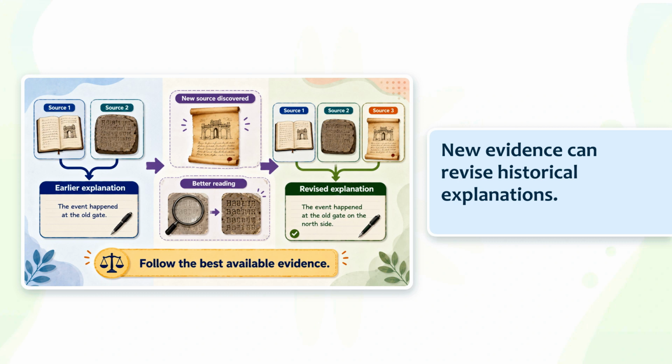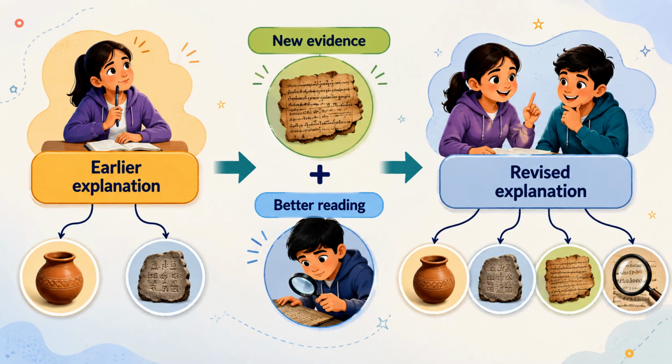A better reading of existing evidence can also change what a careful claim should say. Revision is a strength of historical reasoning, not a failure. If a claim was reasonable with earlier evidence, it may still need to change when stronger or clearer evidence becomes available. Historians should not protect an old explanation just because it came first. They should update it so it remains connected to the best supported reading of the evidence.